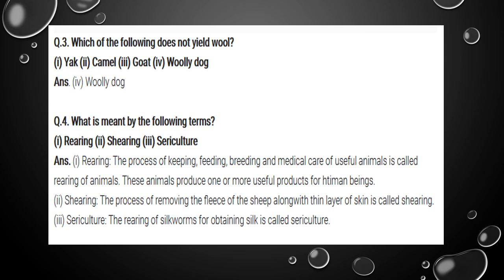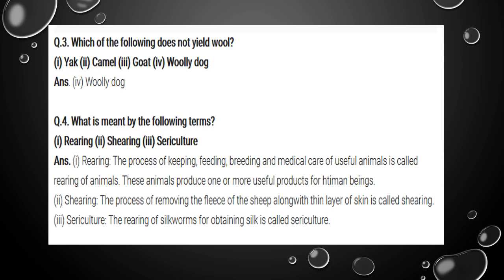Question 4. What is meant by the following terms? Number 1. Rearing, 2. Shearing, 3. Sericulture. Answer. Number 1. Rearing. The process of keeping, feeding, breeding and medical care of useful animals is called rearing of animals. These animals produce one or more useful products for human beings. There is a spelling mistake here. Human.